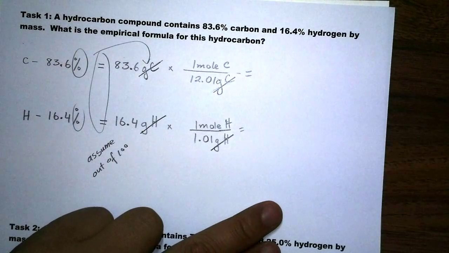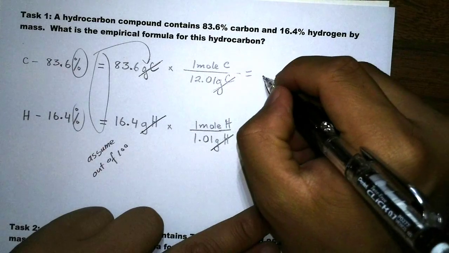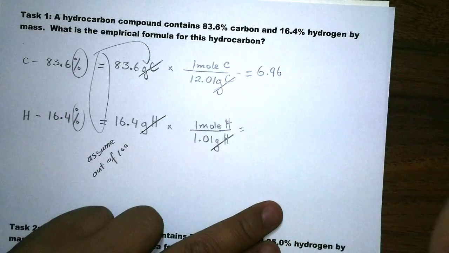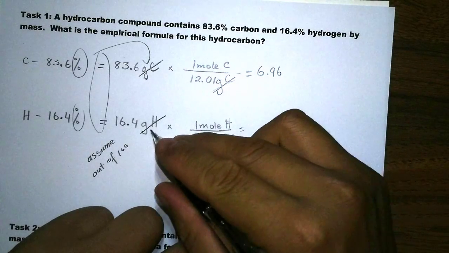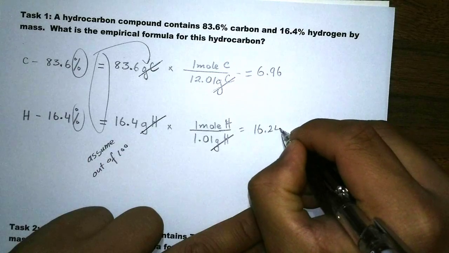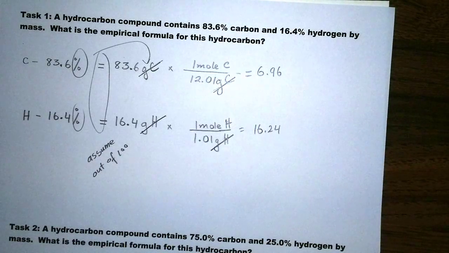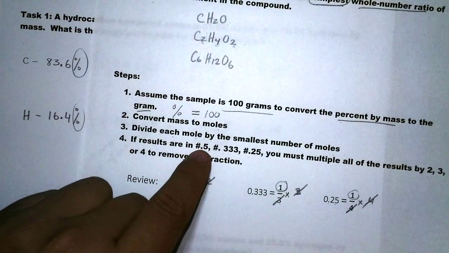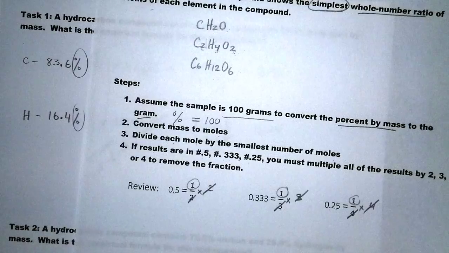Let's do the number of moles for carbon first. I plug in the calculator, I have 6.96 moles of carbon, and then for the hydrogen, I plug into the calculator, and I have 16.24 moles. And if we look at the steps, step 3 basically says divide each mole by the smallest number of moles.